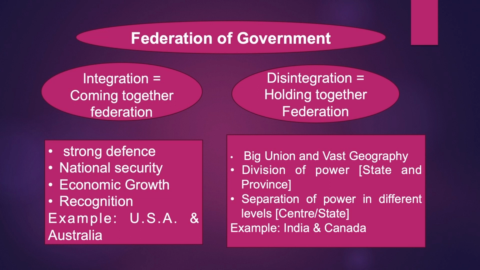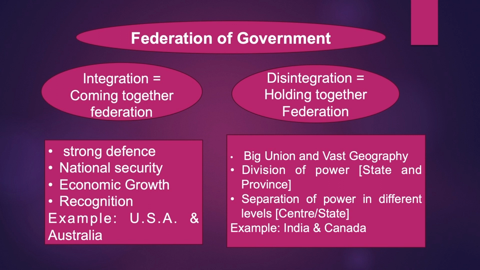The most important example for this is the United States of America. If you read the history of the United States of America, a number of provinces got together and made this particular union of states, which came to be known as the United States of America. Their sole purpose was to create a strong defense. National security must be maintained if these provinces come together instead of being separately called states. Thirdly, there will be huge economic growth when these together form a federal state, and the recognition at the world level will be greater.